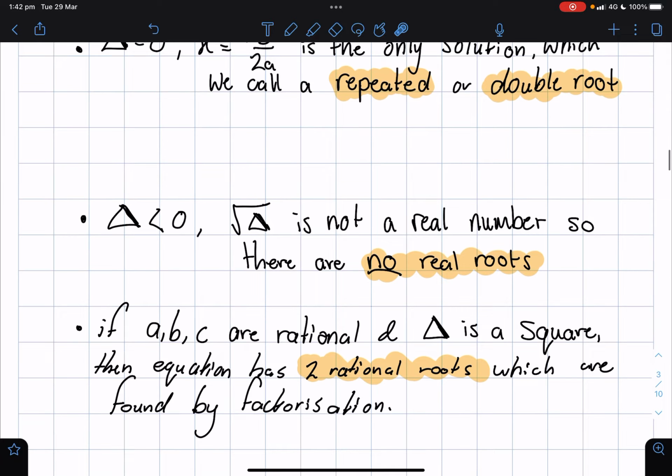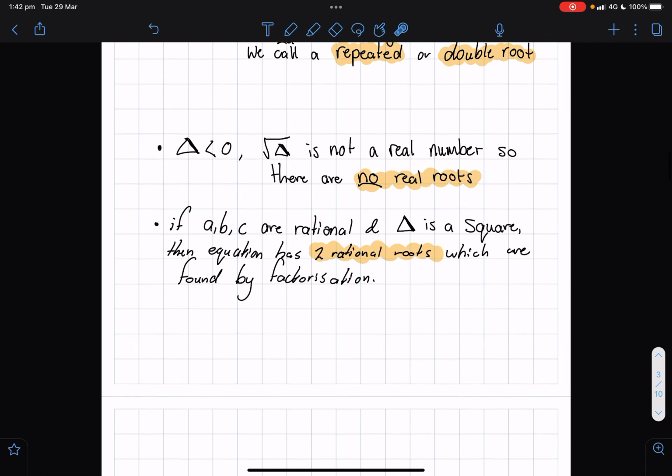Just one last little thing. If a, b, and c, so the coefficient for the x squared term, the coefficient for the x term, and the constant coefficient, are all rational and the discriminant is a square number, so either 4, 9, 16, 36, 25, all those square numbers, then the equation has two rational roots which can be found by factorization. So using your null factor law, using sums and products, using completing the square, okay? You can find them if a, b, and c are rational and the discriminant is a square number. All right.